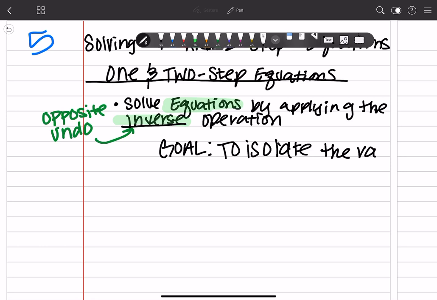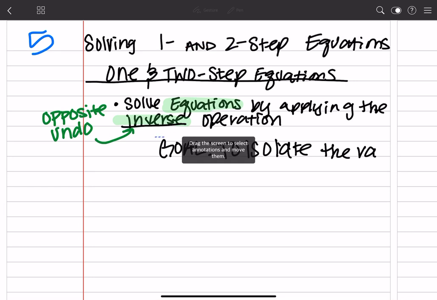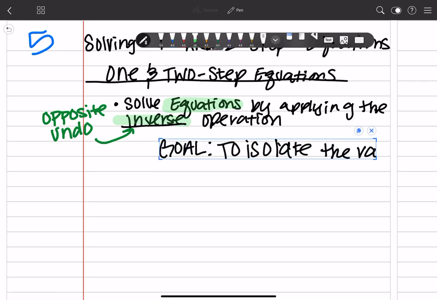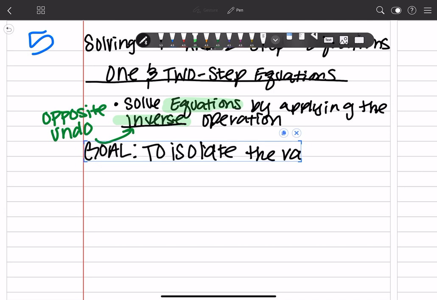And I did not think this part through, guys. So we're going to do some quick reorganization. There we go. I know, I cheated, but it's okay.